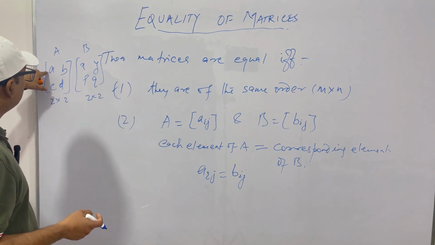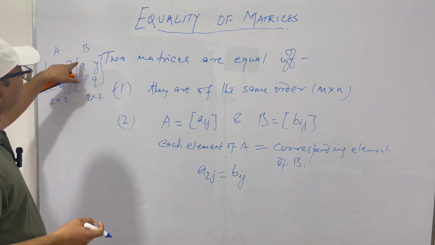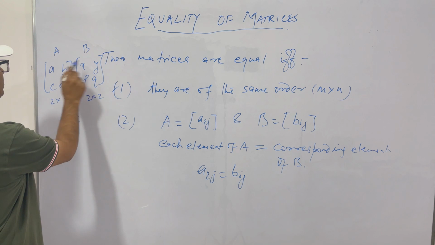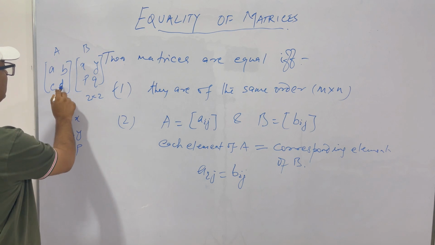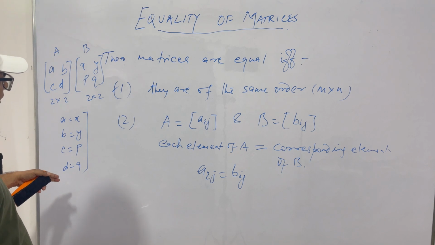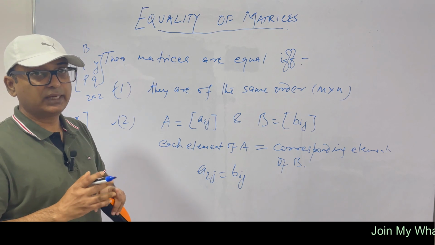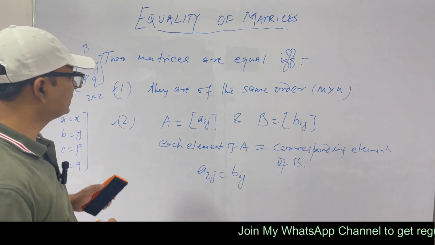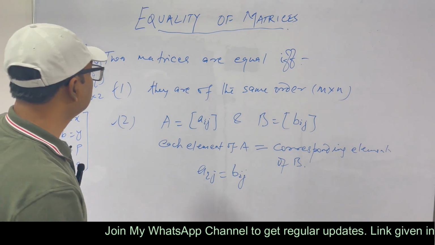This is the first element of first row and first column, so this should be equal to the first element of first row and first column. That is, A should be equal to X, B should be equal to Y, C should be equal to P, and D should be equal to Q. This is the second condition. If this is the case, then the second condition is also met. Therefore, if two matrices are of the same order and each element is equal to the corresponding element of the second matrix, then the two matrices are called equal. Very simple definition.